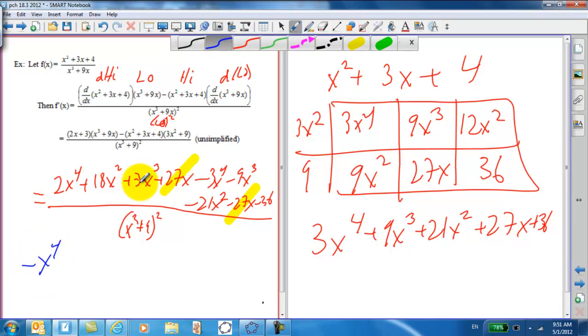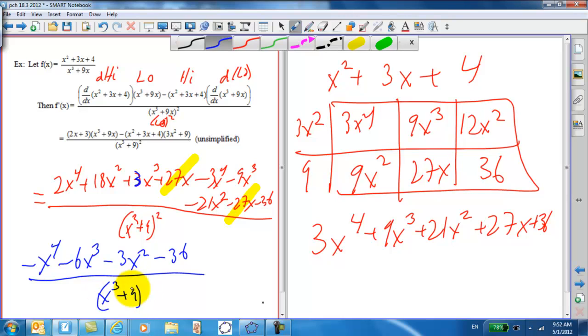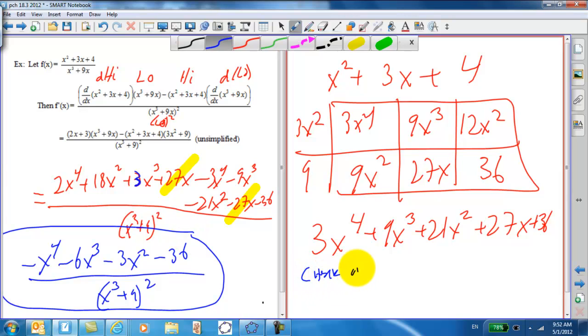Our x cubes here, that's a 3x cubed, okay. Minus 9x cubed is minus 6x cubed. The squared terms, we've got 18x squared minus 21x squared, which is minus 3x squared. The first degree terms canceled out. And the constant term is minus 36, over x cubed plus 9 quantity squared. Now I know I'm not allowing calculators on this, but we can do a check on the TI-89.